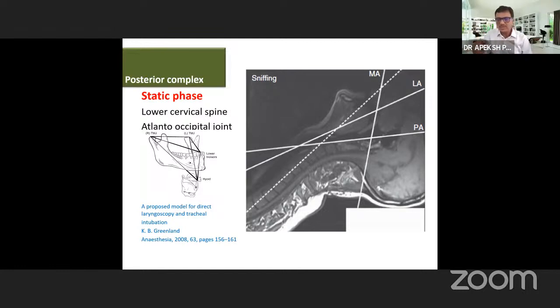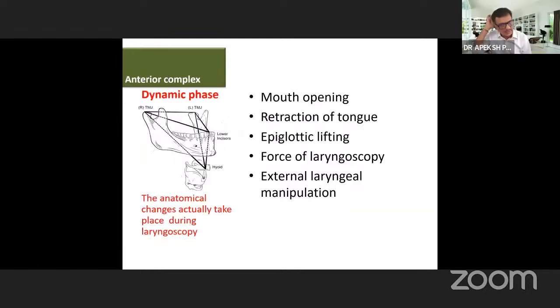We are not changing the position during the laryngoscopy. So any disturbance, and that's governed by the posterior anatomical structure of the neck, that is C-spine and AO joint. So any disturbances in C-spine or AO joint lead to difficult positioning and so difficult laryngoscopy. This is the static phase. Now what is dynamic phase? So dynamic phase means the anatomical changes which are taking place during the performance of the laryngoscopy is called dynamic phase of laryngoscopy.